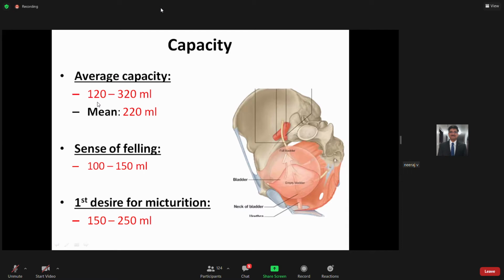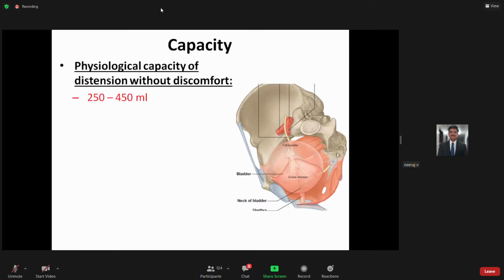So this capacity is basically 120 to 320 ml, mean is 220 ml, and at the A means जब urine आपका 100 ml के आसपास आता है, it gives a sense of the feeling, and after 150 to the maturation. Now the thing is that the physiological capacity of distension which is there without any discomfort is up to 450 ml. Means up to 250 ml there will be no basically discomfort.